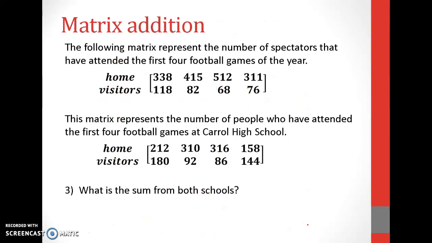Let's take a look at a big picture of adding two matrices together. Suppose the following matrix represents the number of spectators that attend the first 4 football games of the year. There were 338 people from Homestead, 118 people from the visiting school, and then 415 people from Homestead in the second game, and there were 82 people from the visiting school, and so on. The second matrix represents the number of people who attended the first 4 football games at Carroll High School. Suppose that all the proceeds of our 2 football teams were split evenly between the 2 schools. They do have rules like that in our conference. The SAC conference splits a lot of the cost depending on where the game is at and what sport it is.